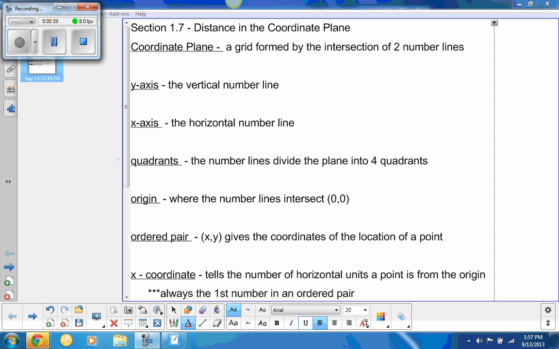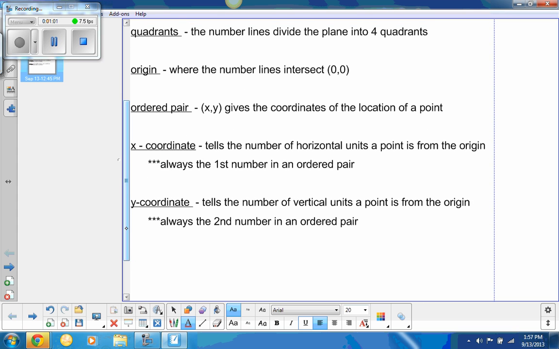And I'm going to draw this out here in a minute, but I'm just going to go through these real quick. Quadrants. So when you have your x and your y-axis and they cross each other, it divides the plane into 4 parts, or 4 quadrants. And I'll show you how those are numbered here in a minute. The origin is right in the middle, right where the number lines meet. It's at point 0, 0.